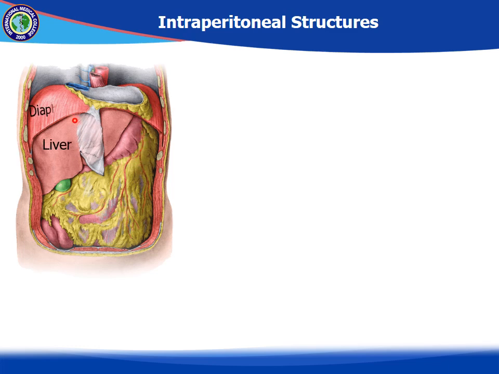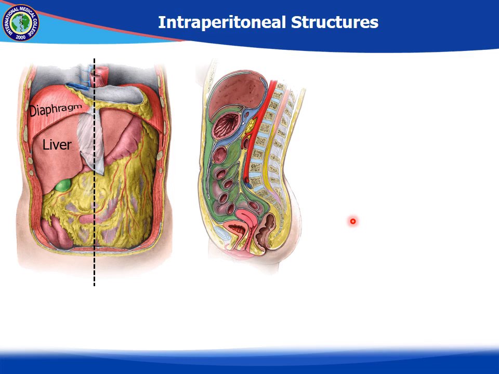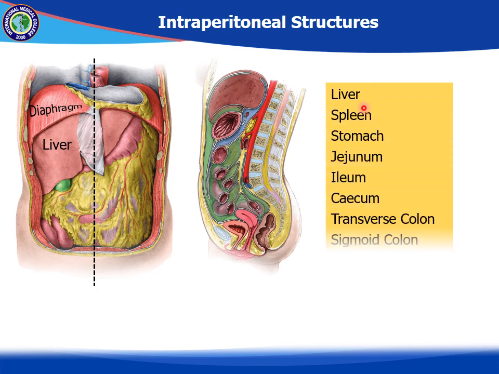And if we take a section in the median line, this is the liver and this one is the diaphragm. This is how it looks, and you can see the section of organs and cavities. So liver, spleen, these are intraperitoneal organs. Within the cavity they remain. Already in the previous slides I have shown the retroperitoneal ones. So liver, spleen, stomach, jejunum, ileum, cecum, transverse colon and sigmoid colon all are intraperitoneal organs lying within the cavity.